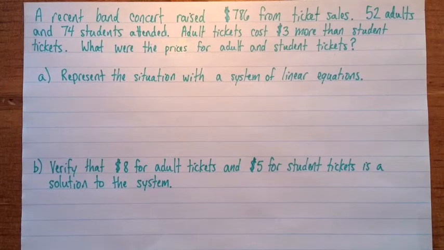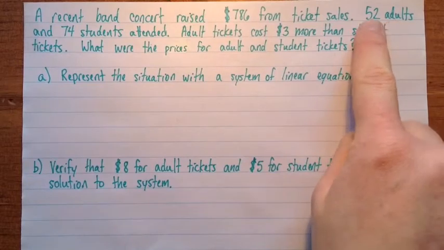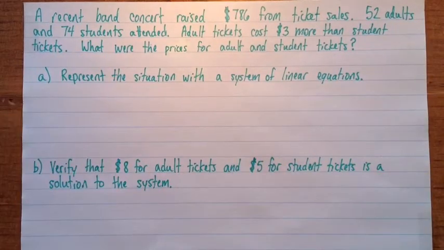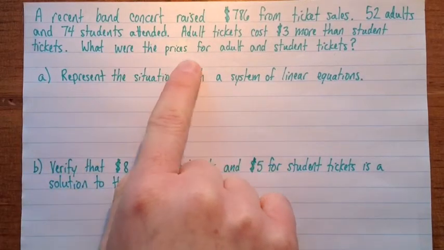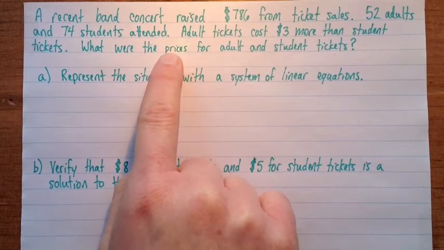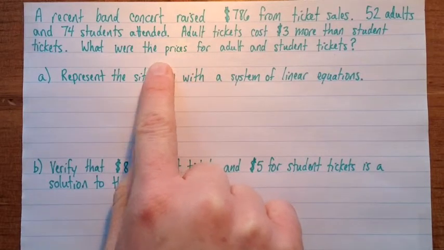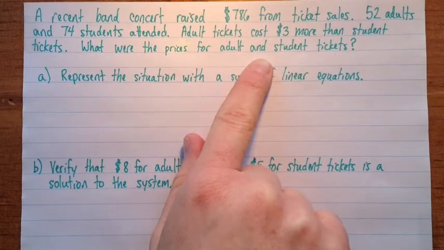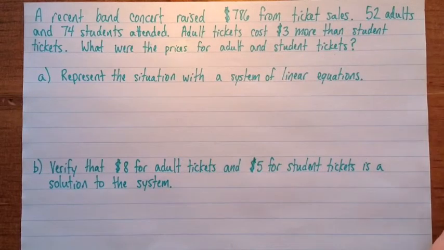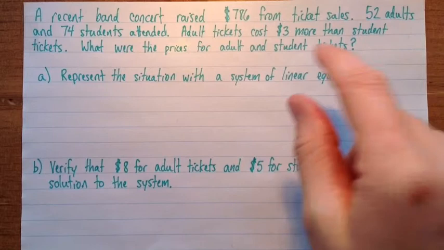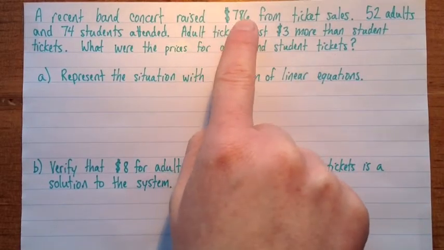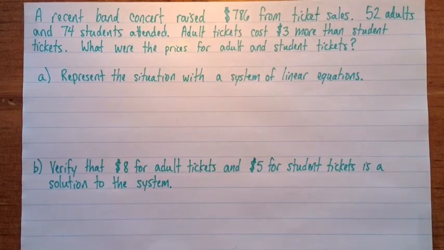So sometimes people will guess that the variables should be how many adults and how many students attended. But those don't make sense to have as variables because we know what they are. 52 adults attended and 74 students attended. So the next thing you think, well, often what the variables should be is what the question is asking. Not always, but often. What were the prices for adults and student tickets? And this makes sense because we know that there's an adult and a student price. We know some information about how much more adults are and how much altogether they raised. But we don't actually know what the prices were.